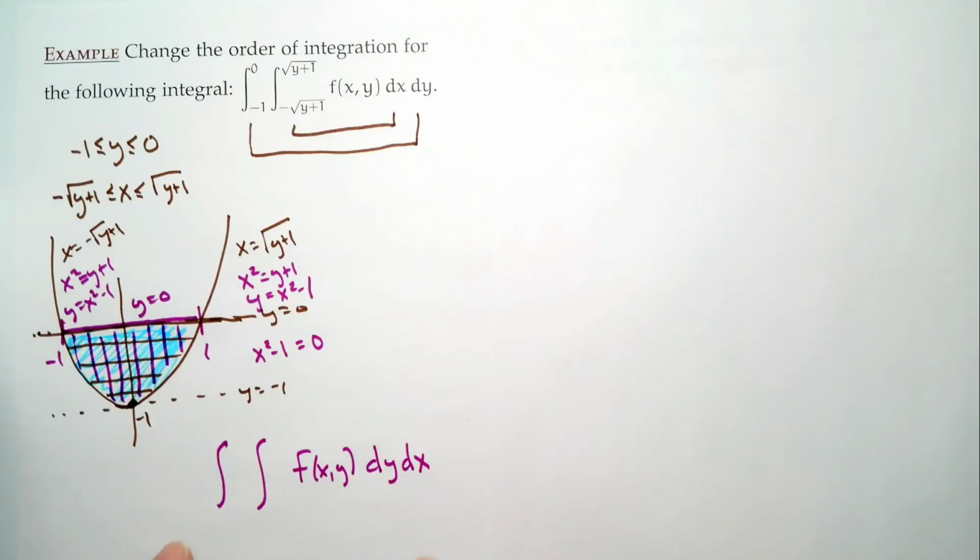All right, working from the outside, where does x go between? Negative 1 to 1. Where does y go from? It goes from the bottom, which is the x squared minus 1, up to the top, which is 0.